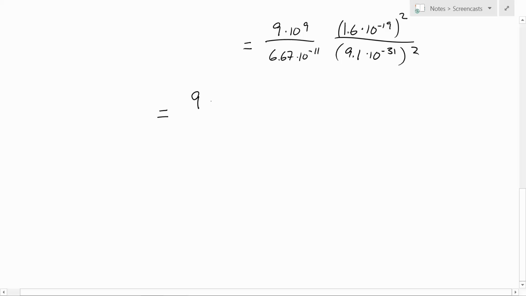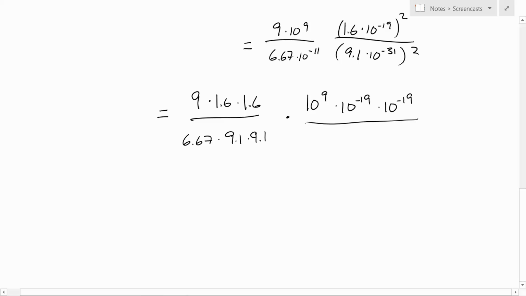So we have a 9, we have a 1.6, we have a 1.6, we have a 6.67, we have a 9.1, we have a 9.1. Well, that's going to be messy. Powers of 10, we have 10 to the 9th, 10 to the negative 19th, 10 to the negative 19th again because we're squaring stuff, 10 to the negative 11th, 10 to the negative 31st, 10 to the negative 31st.